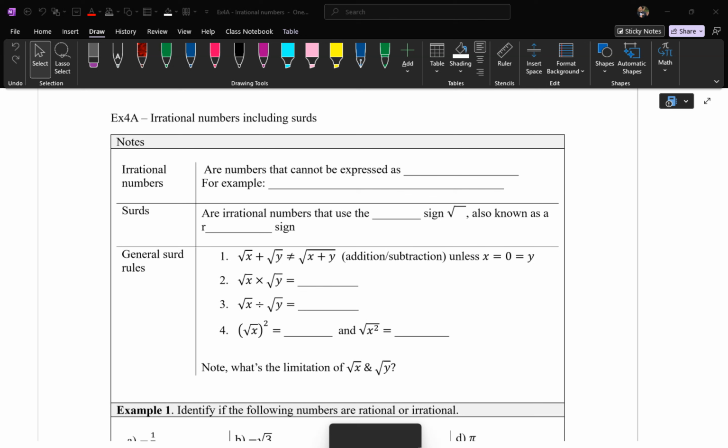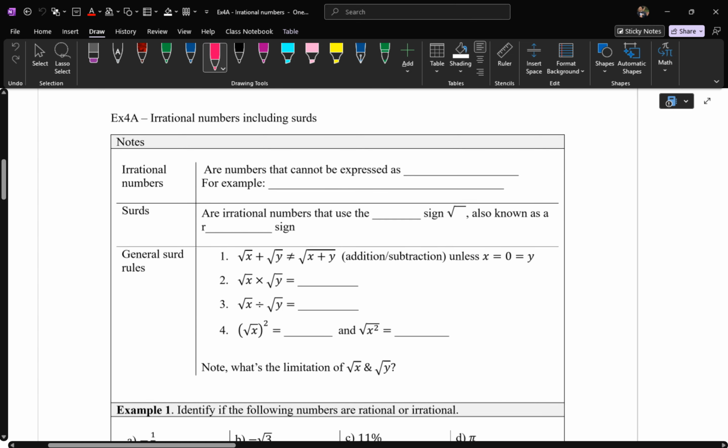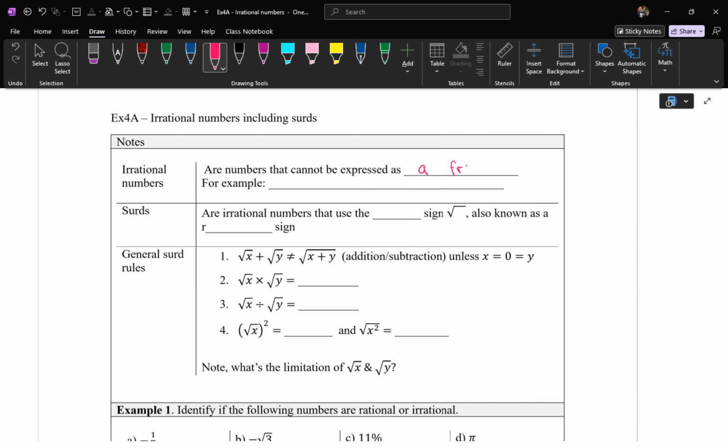Exercise 4A is to introduce you to what we call irrational numbers. So you just need to know what that means. In a nutshell, this is what it means, by definition: irrational numbers are the numbers that cannot be expressed as a fraction. So irrational numbers are numbers where you cannot write them as a fraction.